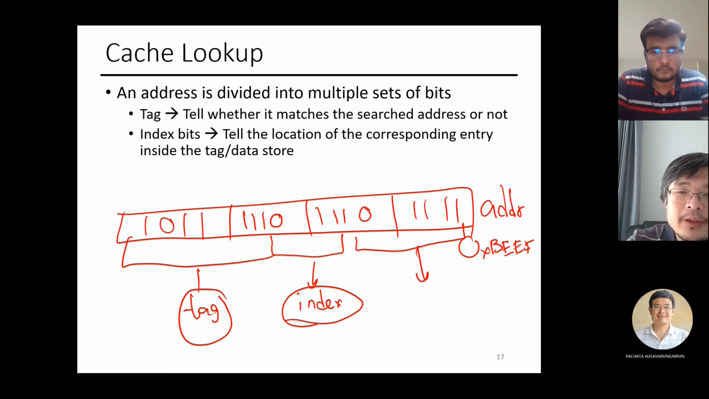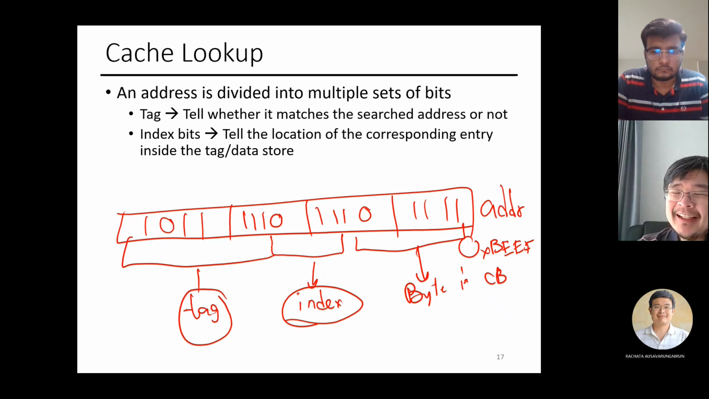This bit, I would call byte in cache block. So the cache block is big. It can be 32 bits, 64 bits. In this case, it's 32 bits. These bits will tell me which byte in the cache block that I am accessing. In this case, it's 1111, so I'm going to access byte 15 in my cache block. So it's as simple as that.